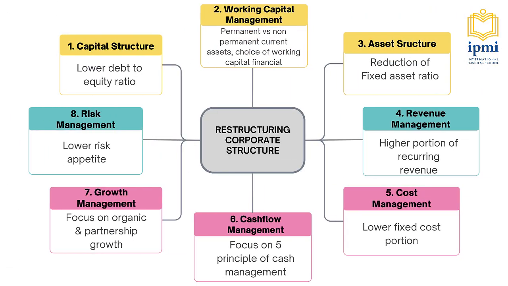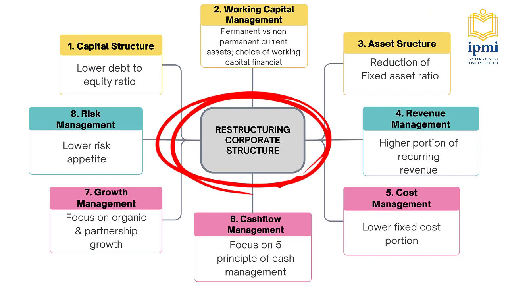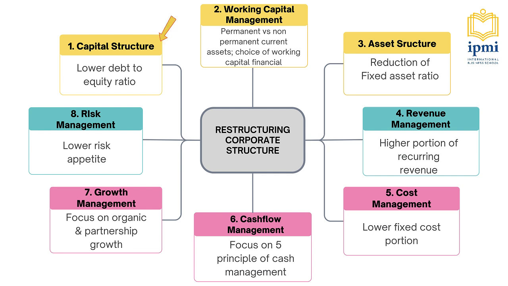Next up is restructuring corporate structure. Here are some crucial areas to focus on. Capital structure: lower debt to equity ratio. Working capital management: permanent versus non-permanent current assets, choice of working capital financing. Asset structure: reduction of fixed asset ratio. Revenue management: higher portion of recurring revenue. Cost management: lower fixed cost portion. Cash flow management: focus on five principles of cash management. Board management: focus on orderly and partnership growth. Risk management: lower risk appetite. And we move to the next topic, fraud risk management.